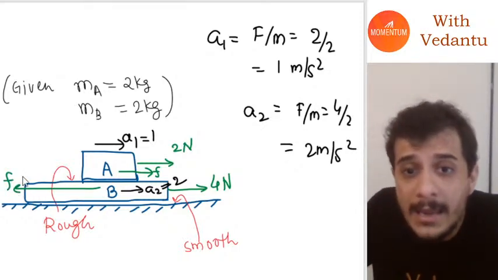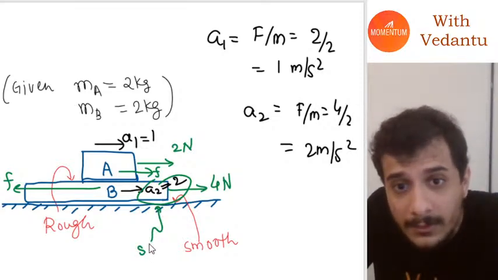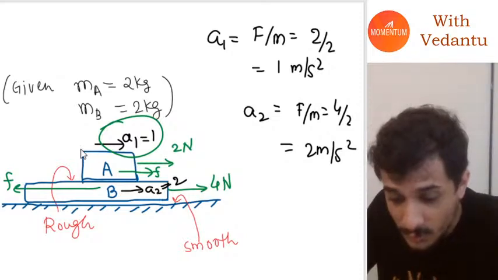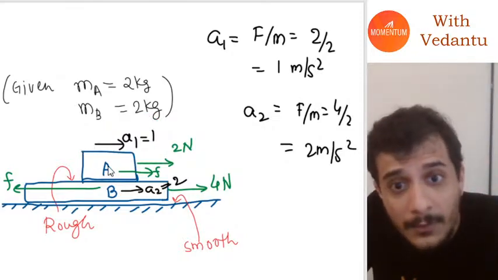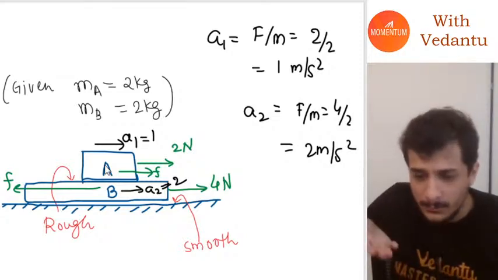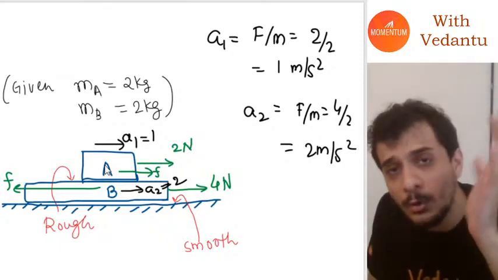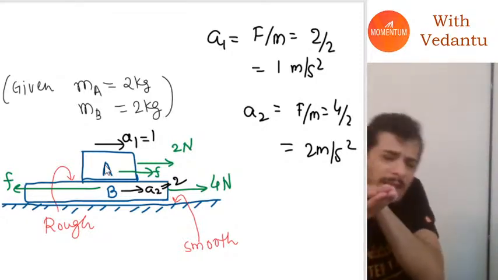It will try to make this one slower, and it will try to make this one faster. Do you guys understand? It will try to make the faster one, block P, slower, and the slower one faster, so that they eventually move together. Friction, that's what friction wants.